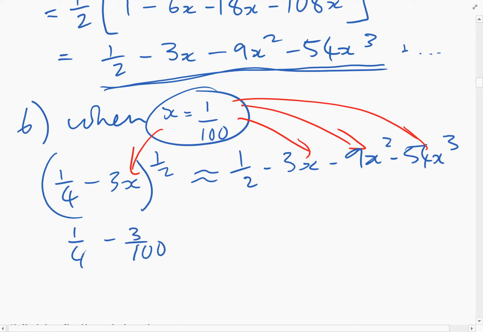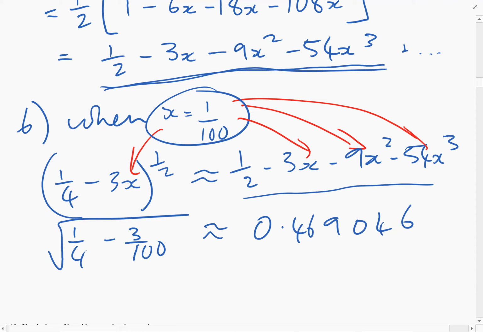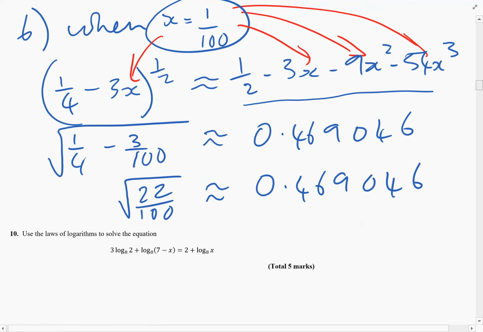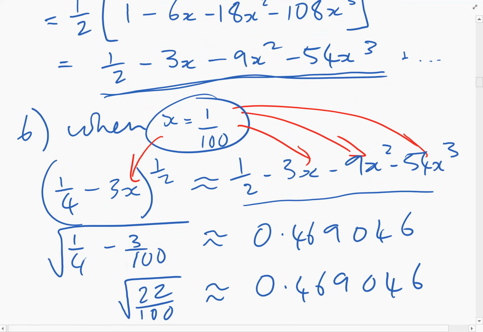minus 3/100 all to the power of 1/2, which is the same as square rooting, and that will approximately equal what you get when you put 1/100 into here, which if you type it into a calculator, putting 1/100 instead of x, you should get 0.469046. Okay, just tidying up the left hand side a bit, 1/4 is 25/100, minus 3/100 is 22/100. So we have this, okay, and we want to find an approximation for the square root of 22, okay?